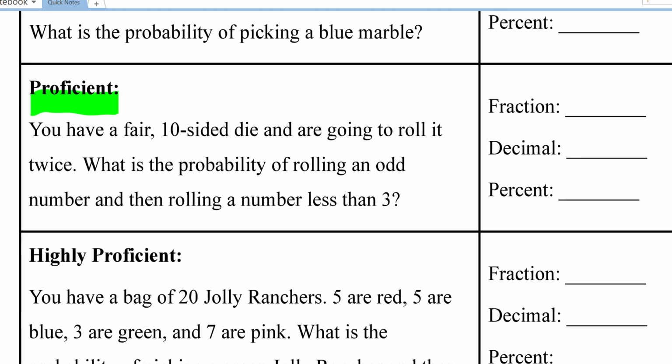First of all, it is important that we understand that there are independent and dependent ways of looking at this. If these are independent probability events, that means the probability of one happening does not affect the probability of the next thing happening. If you roll an odd number, it's equally likely that you would roll a number less than 3 on the second roll. Those probabilities do not affect each other. They would be considered independent.